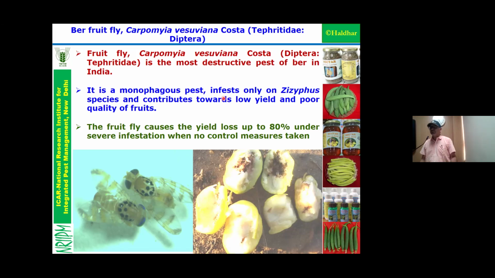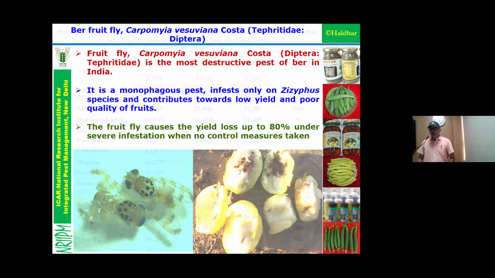So on the basis of this, the first crop we are taking is ber. Ber is the major area in my institute, the Central Institute for Arid Horticulture, where I completed 10 years. In this, the ber fruit fly, Carpomyia vesuviana, is the major pest, and it is monophagous, because most cucurbit pests are polyphagous, like Bactrocera cucurbitae, Bactrocera dorsalis, and zonata. But only this one species, Carpomyia vesuviana, attacks only ber and this family. So that's why we are taking it, and if you are not controlling it, around 60 to 70% damage occurs to the plant.